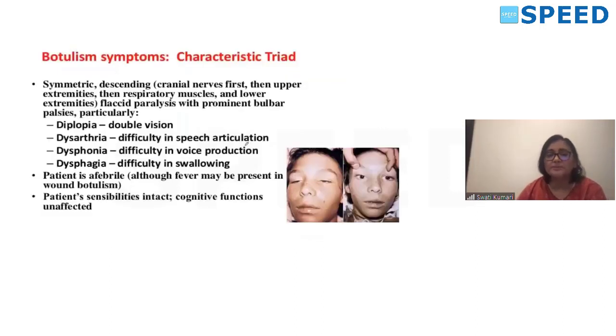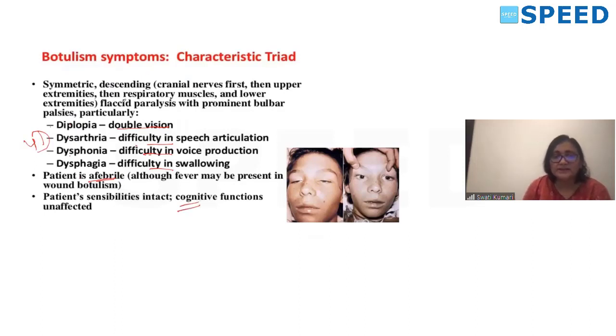So how does the patient present? The triad is, okay, the patient will have all these features of flaccid paralysis. The patient will have double vision, diplopia, dysarthria, difficulty in speech, dysphonia, difficulty in voice production, and dysphagia, difficulty in swallowing. So these 4 Ds will be there: diplopia, dysarthria, dysphonia, dysphagia. The patient won't have any fever. There is no fever in botulinum toxin, and cognitive function will be intact.